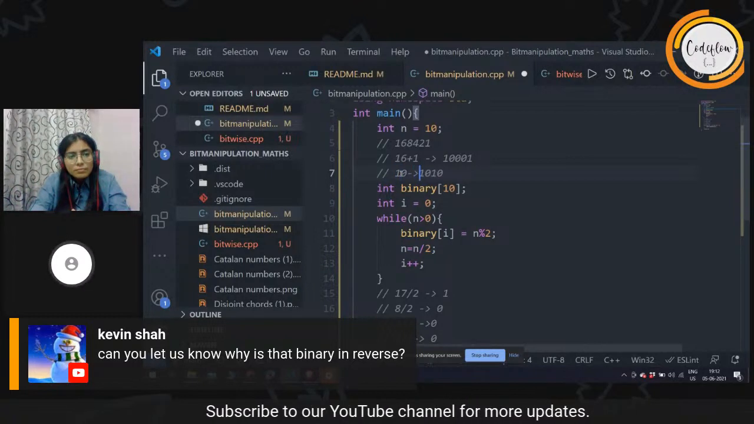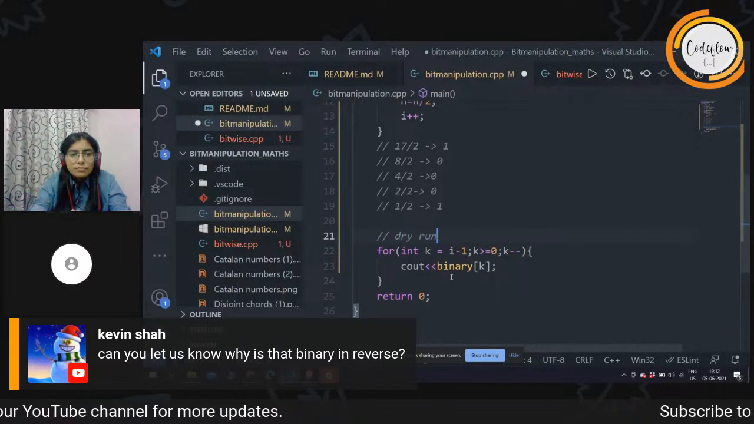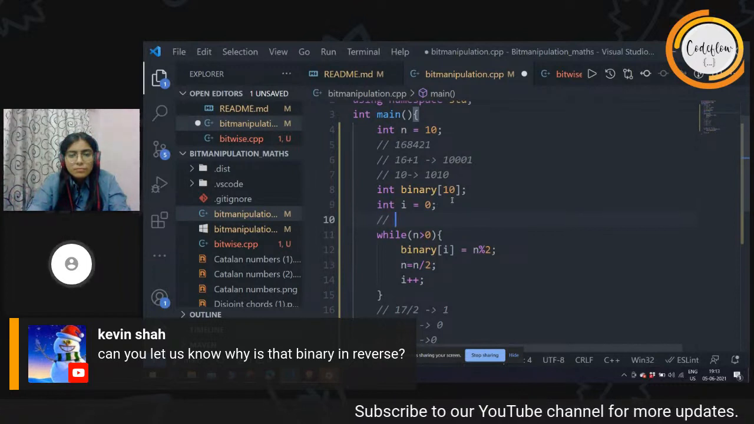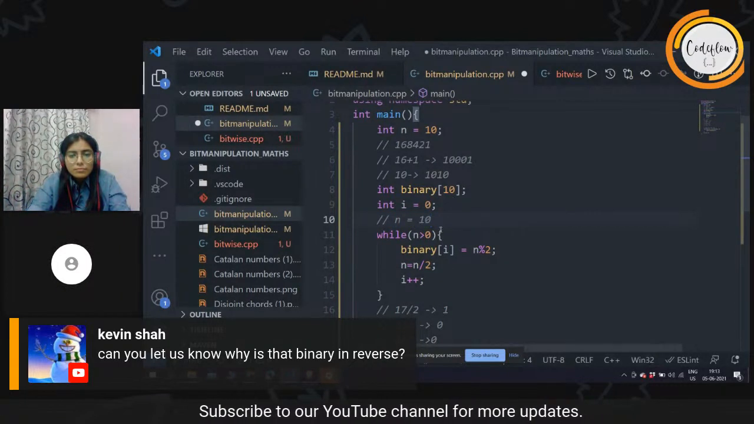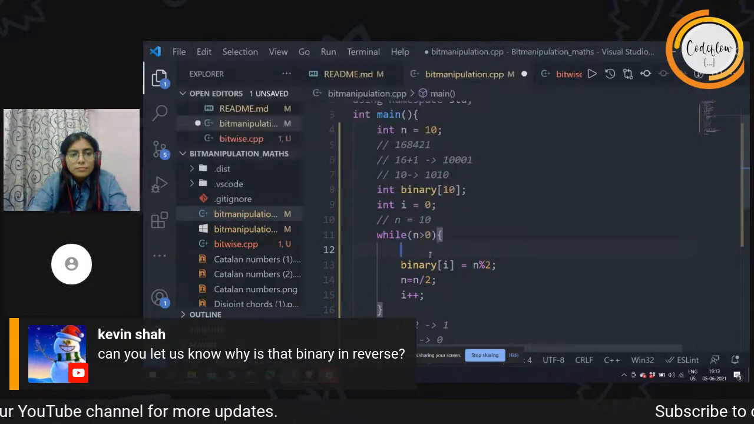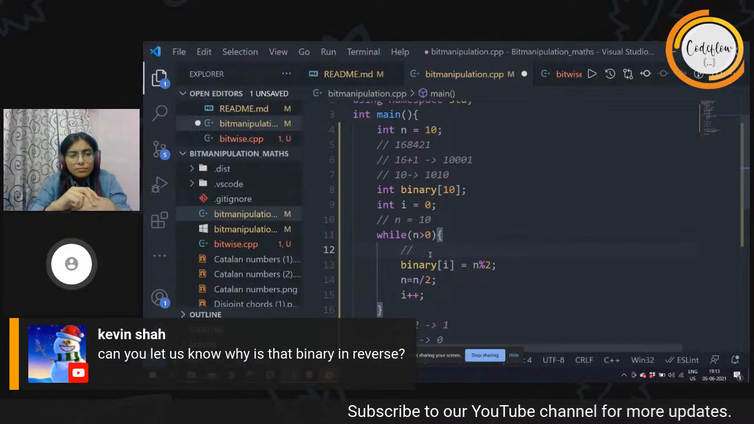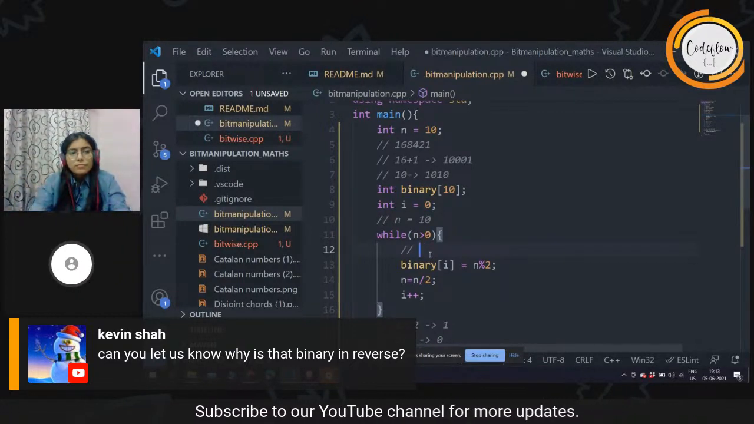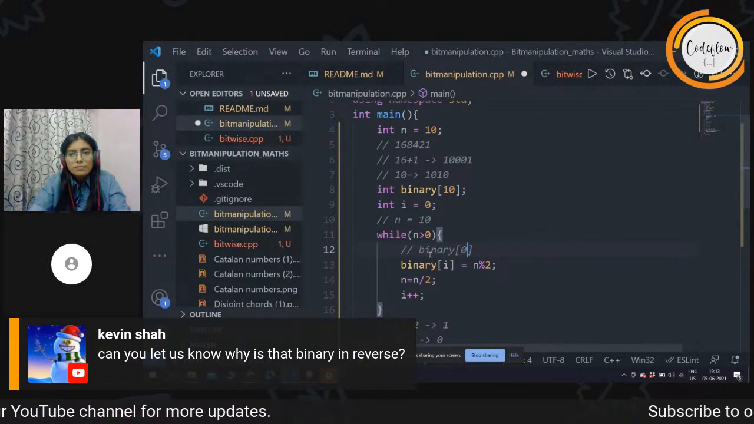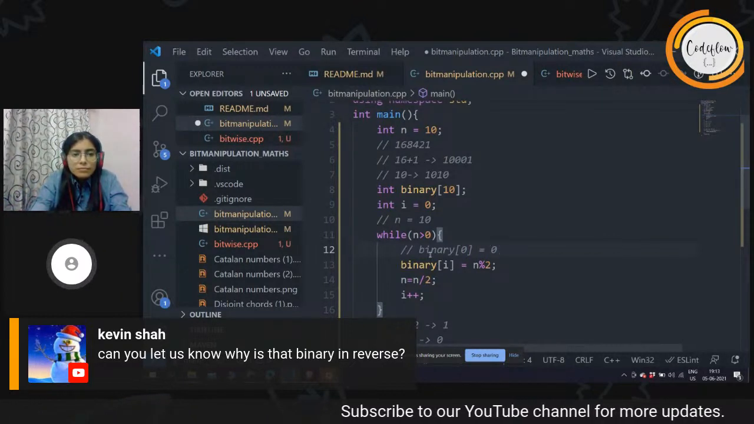10 should give me this answer. Now if I dry run 10, let me just dry run for 10. What happens? Over here, n is equal to 10. It goes inside the binary array at index 0. Right now i is 0, so binary[0] should be n % 2, that is 10 % 2. That will give me answer 0.